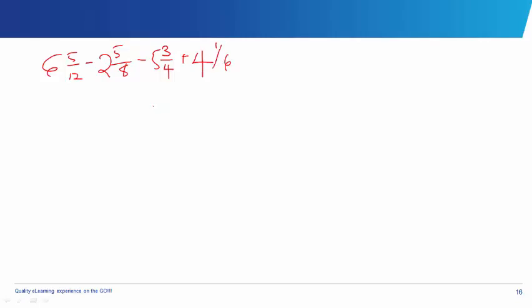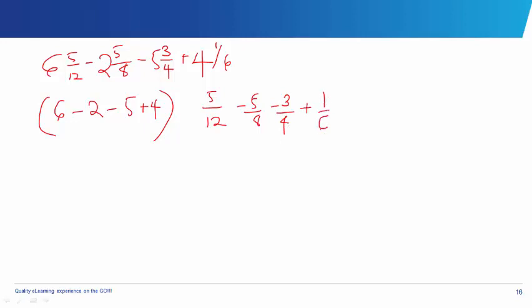Now we have a set of mixed numbers. The easiest way to solve this is to bring out the whole numbers. 6 minus 2 minus 5 plus 4 on one side, then bring out the fractions. 5 over 12 minus 5 over 8 minus 3 over 4 plus 1 over 6.